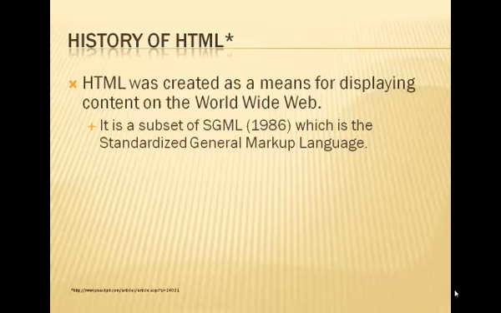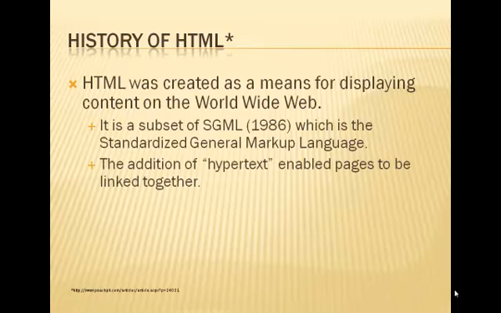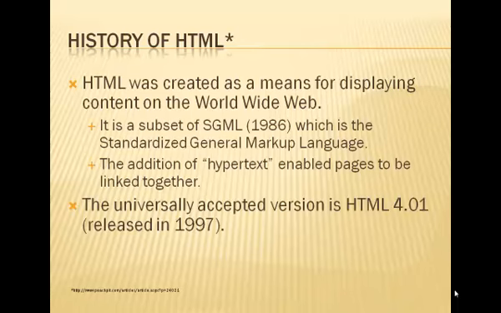It's actually a subset of SGML from 1986, which is the Standardized General Markup Language. And the addition of hypertext enabled pages to be linked together. In our first video, we talked about the importance of the hyperlink. It gives life to web pages. And so when they moved from SGML to HTML, users were able to navigate between pages using hyperlinks.